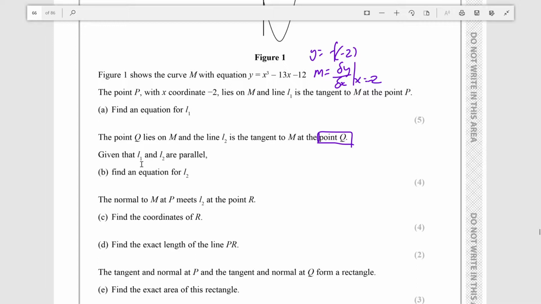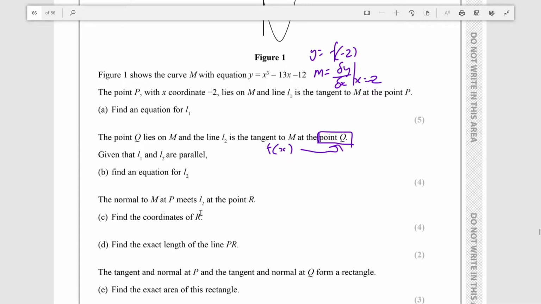So given that L1 and L2 have the same gradient, we need to find the other solution for this m is equal to dy over dx, for which value of x, and then using that we can find f of that x to get the y value for point Q. And once we know this point Q and the gradient from the last question, we will be able to find an equation for L2.